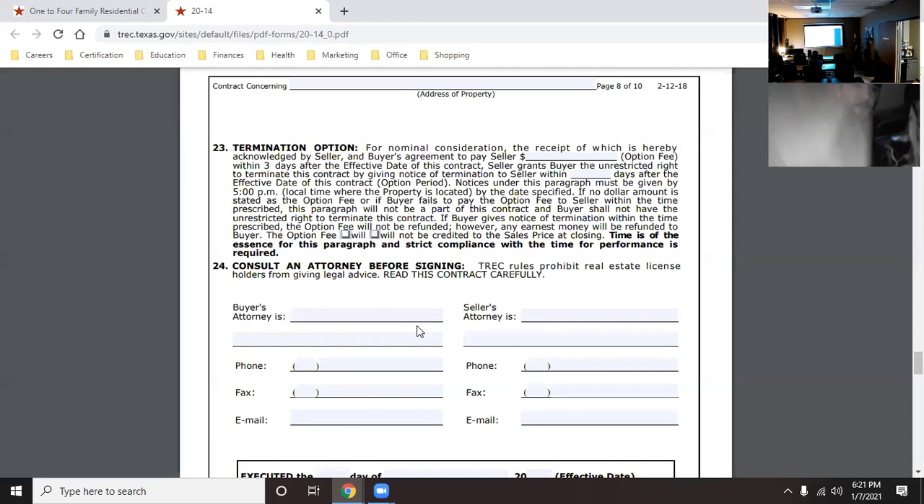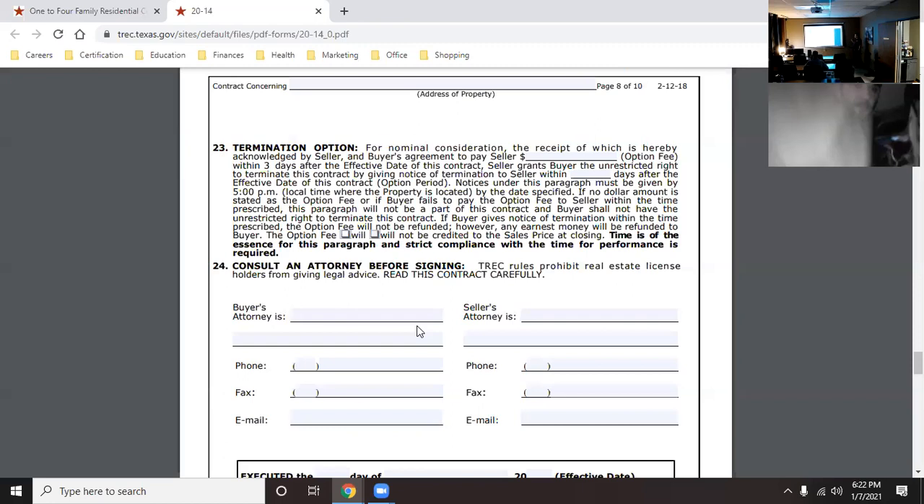Within 3 days after the effective date of this contract. Seller grants the buyer the unrestricted right to terminate this contract by giving notice to the seller within blank days. Okay? After the effective date of this contract. You see why that effective date is important here? Okay?